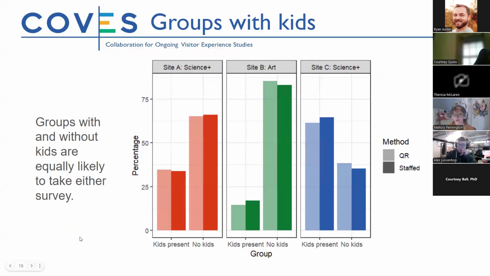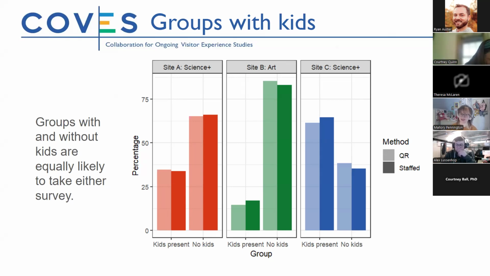One thing we also wanted to look at, anecdotally, for anyone on this call who's done data collection, especially at Science Plus museums, you might be able to tell that oftentimes parents with kids will use their kids as sort of an excuse, it feels like, to say no to the COPE survey. They'll be like, oh my gosh, I have a screaming kid, I can't right now, or this kid's tired, I gotta get him home for a nap, things like that. So we wanted to look at whether that actually panned out, because maybe those people are more likely to take the QR survey because they can't do it right now because of their screaming kid, but they could do it later.